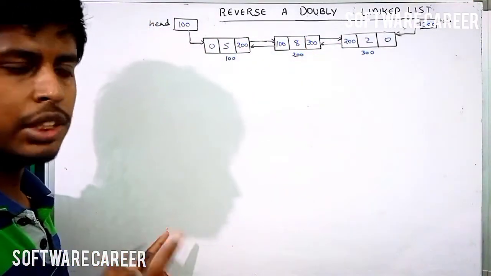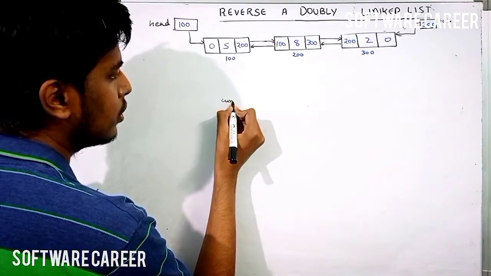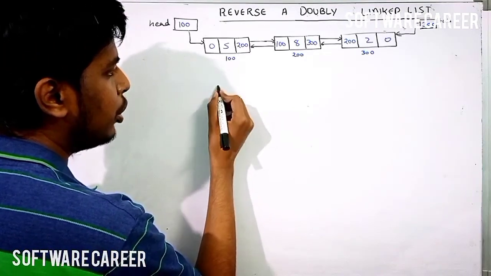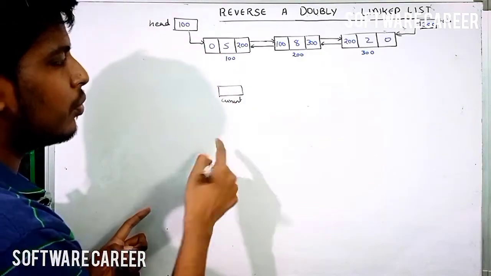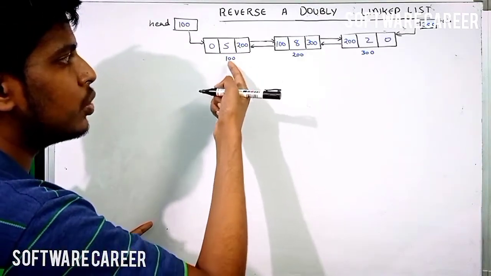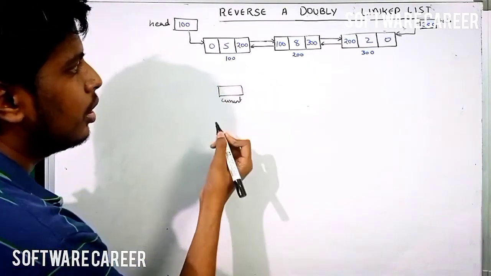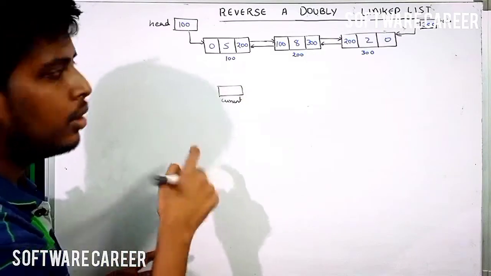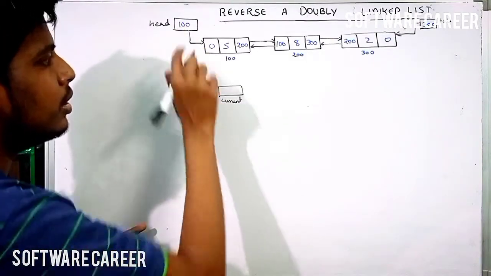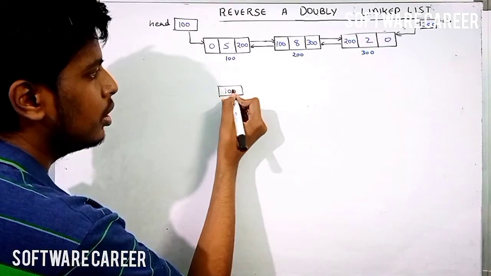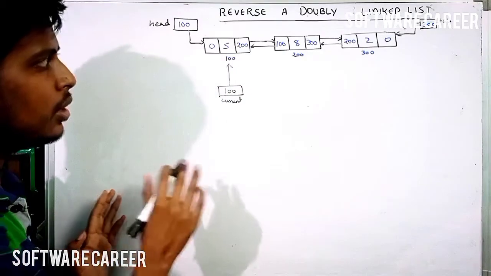The first step is I should take a pointer called current. See, I'm taking current. Now this current pointer should point towards the first node, meaning the first node's address should be stored here. So what is the address? 100. How can I get this 100? From head. If I write current equals head, see, head is 100, so 100 is stored here. So this current pointer will point towards the first node. This is the first step.